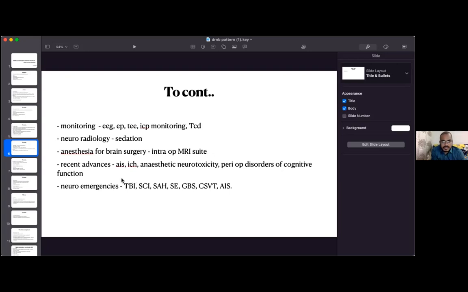And then recent advances means all the latest trials which have been done in acute ischemic stroke, ICH, and topics like anesthetic neurotoxicity, perioperative disorders of cognitive function. So all these can be asked for recent advances, but they can be asked even in the first paper. And then neuroemergencies, which include TBIs, spinal cord injury, subarachnoid hemorrhage, status epilepticus, Guillain-Barré syndrome, critical illness myopathy, CSVT, acute ischemic stroke, and all the recent trials. I'll show you one book which I have as a PDF. If you guys want that, I can share it in the neuroanesthesia classes group.